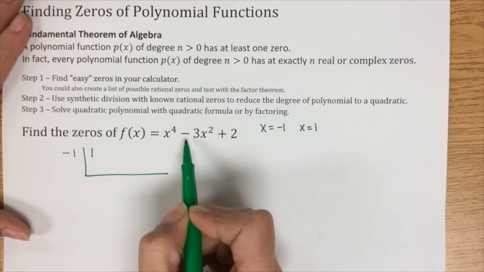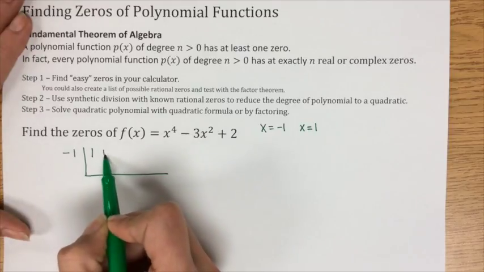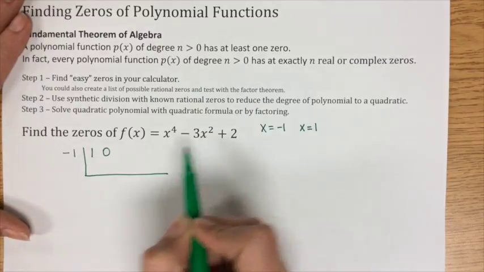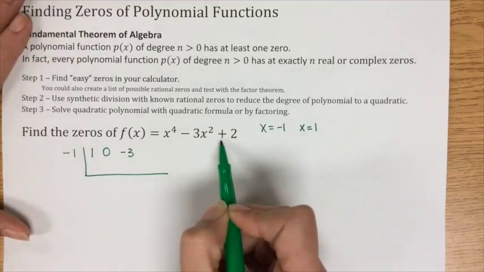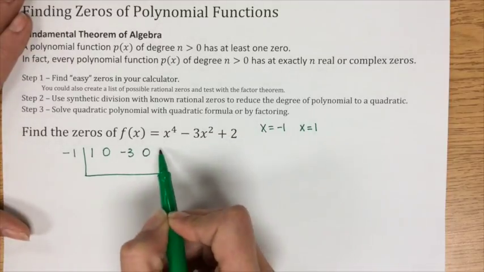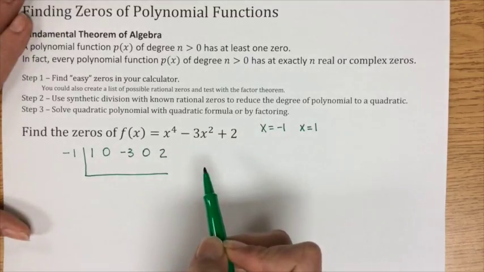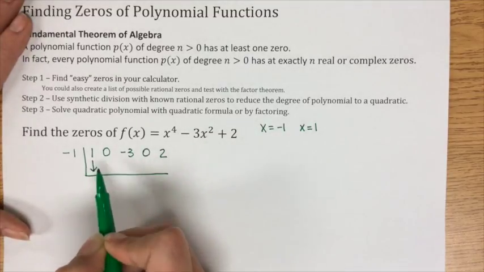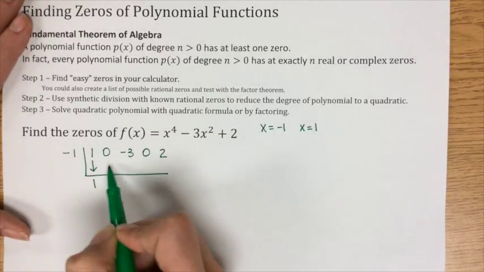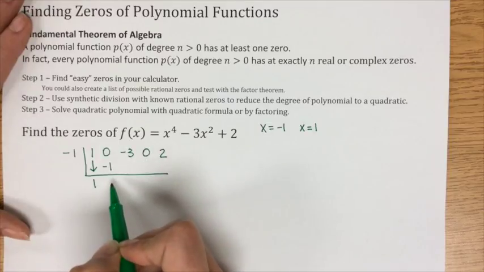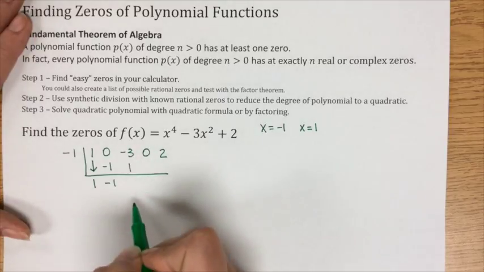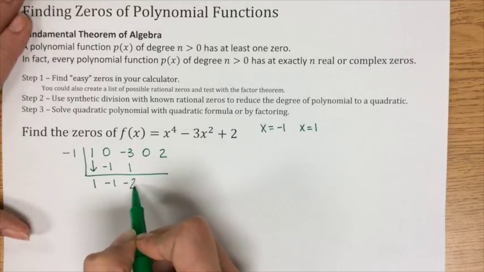There is no x cubed term, so we're going to put a placeholder of 0. X squared has a coefficient of -3. There is no x term, so I'll put another 0 as a placeholder, and then our constant is 2. First thing I do is bring the first number down, and I begin. 1 times -1 is -1, and I add down. -1 times -1 is +1, and I add down, and I get -2.